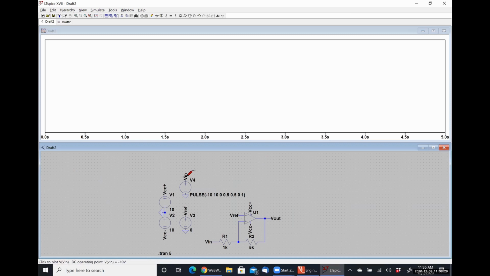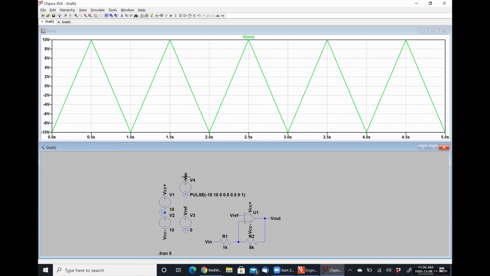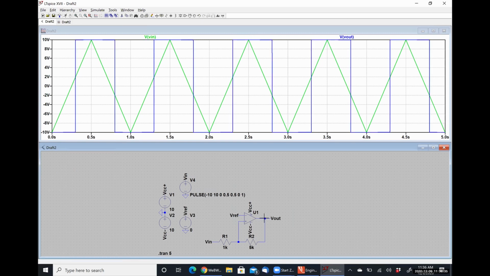And I'm going to plot my input voltage. So we see that it's a simple triangular wave. My output voltage: every time Vin is 2 or greater, it goes high, and the output doesn't go low until Vin hits -2 or lower. So it's exactly what we expect this thing to do.